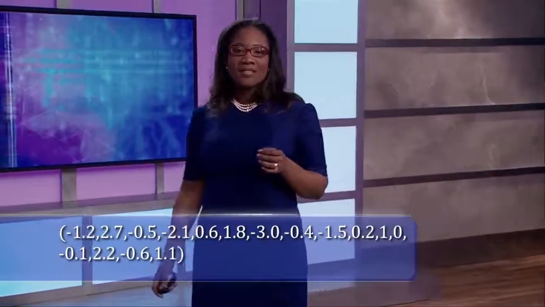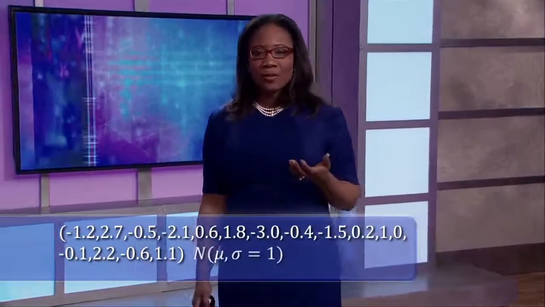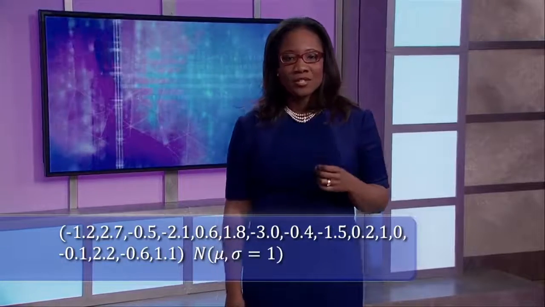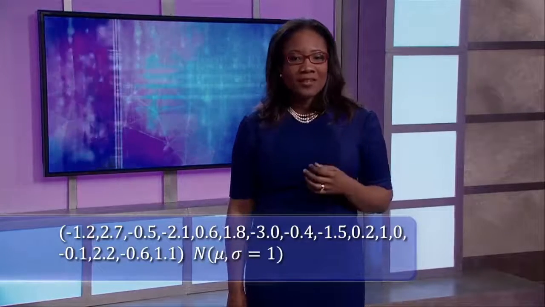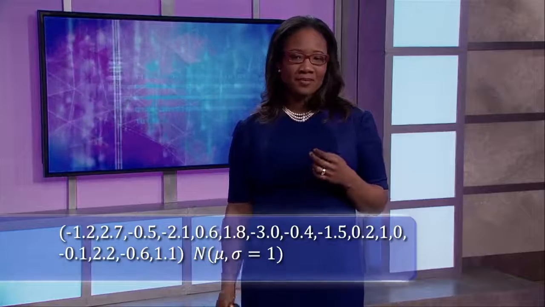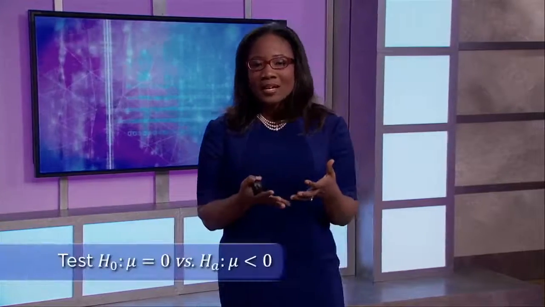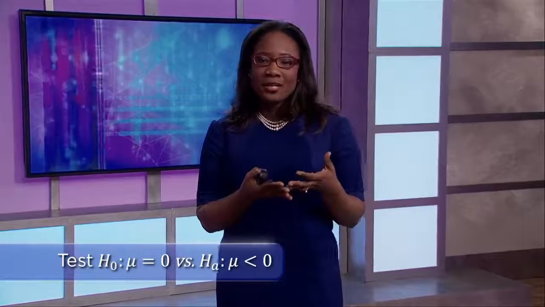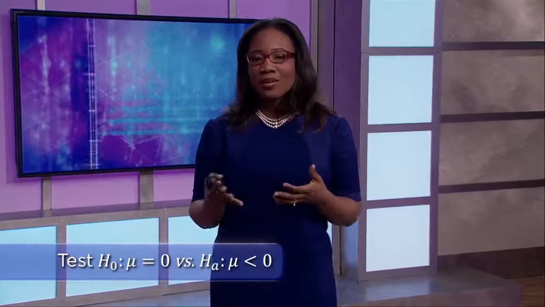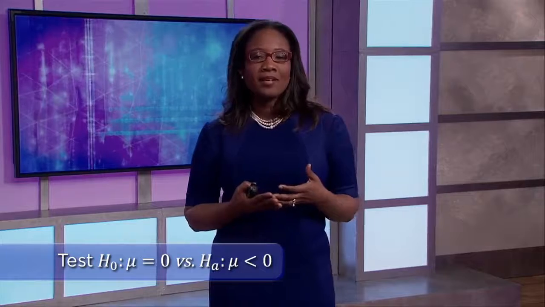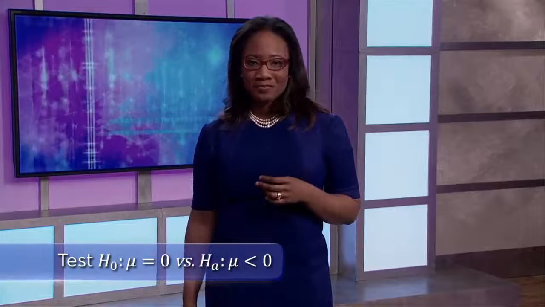All right, let's do another example. Now we've got a sample of size 16, again from a normal distribution with a standard deviation of 1. And here you see the values that came out of our sample. We want to test the hypothesis that this sample could have come from one with a population mean equal to 0, or the alternative that it might come from a population with a mean less than 0.